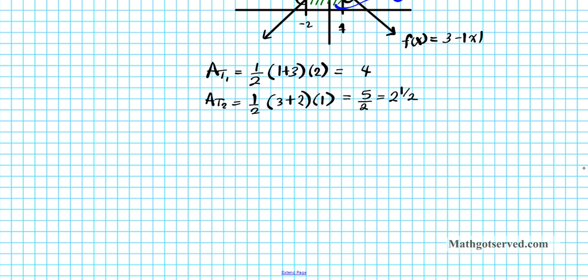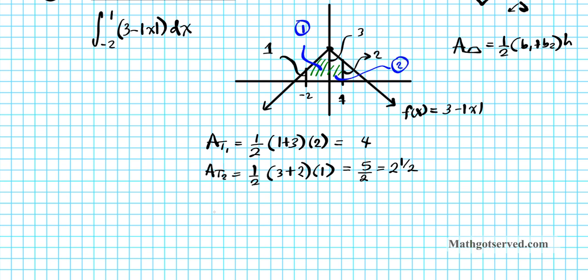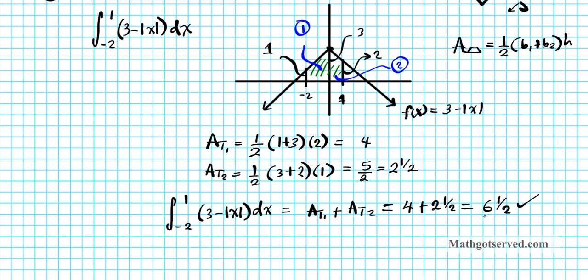All right, so the area under the curve that we just sketched, the integral from -2 to 1 of 3 minus the absolute value of x dx, is simply equal to the area of trapezoid 1 plus the area of trapezoid 2. And we can see that the final answer is 4 plus 2 1/2, which is 6 1/2. And that is exactly what our answer is. Okay, so that's that.